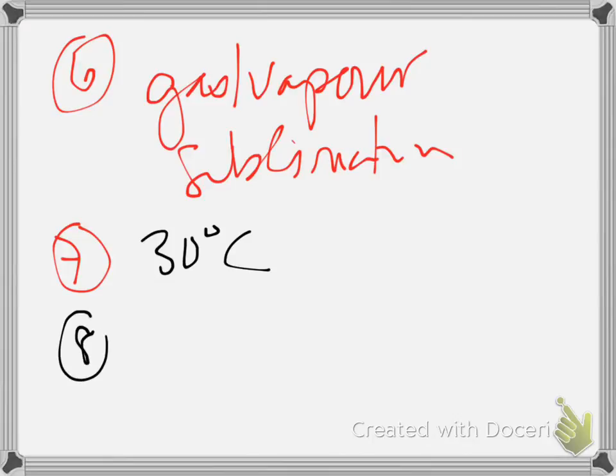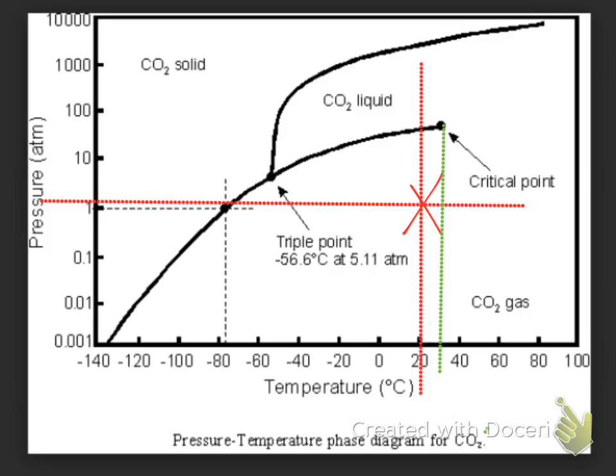All right, and number 8, if a sample of CO2 has all 3 phases in equilibrium, what conditions of temperature and pressure is it under? So you have to know that the point where it's in equilibrium with all 3 phases is the triple point. And I was so proud of myself because I carefully, oh, that's not the triple point. Jeez Louise. Undo. There's the triple point.